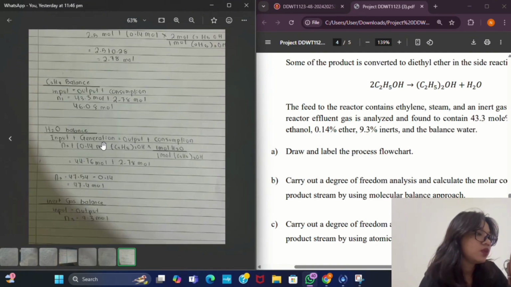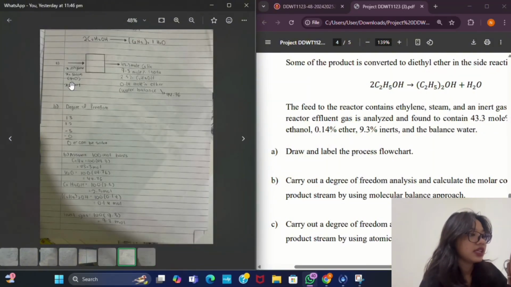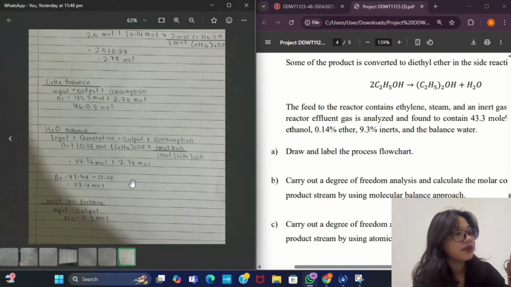For H2O we have input plus generation is equal to output plus consumption. And the input, in the input part earlier, it has N2. So N2 here we assume as N2 plus the generation here equal to output plus consumption. So why for generation do we do it like this? Because we want to cancel it out to get H2O. So you will get 47.54 minus 0.14, you're going to get 47.4 mol.